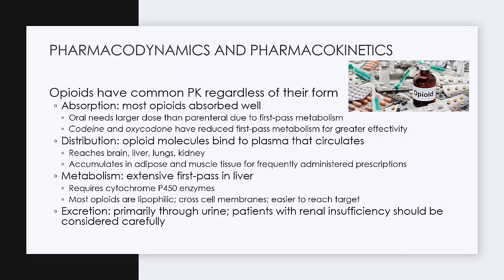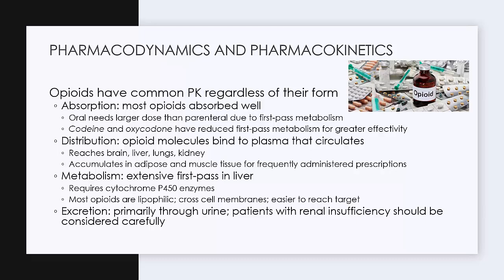Even though blood flow to fatty tissue is lower than to highly perfused tissues, accumulation in adipose tissue can be very important, particularly after frequent high-dose drug administration or continuous infusion of opioids that are slowly metabolized. Metabolism. Most opioids undergo extensive first-pass metabolism in the liver before entering the systemic circulation. Opioid metabolism in the liver requires that the cytochrome P450 enzyme facilitate metabolic reactions. Opioids are typically lipophilic, which allows them to cross cell membranes to reach target tissues.